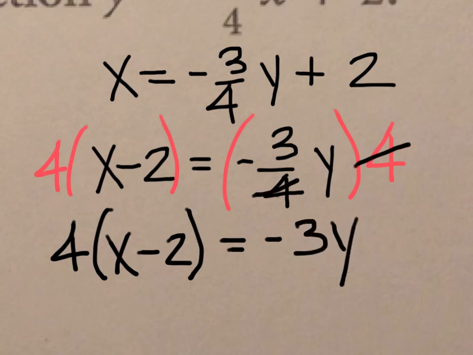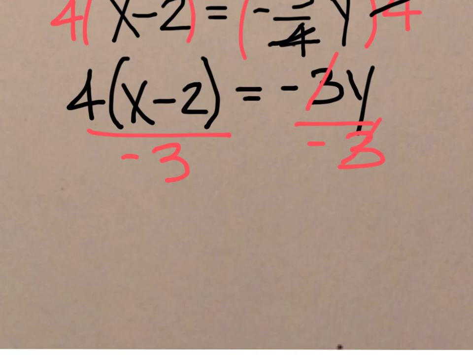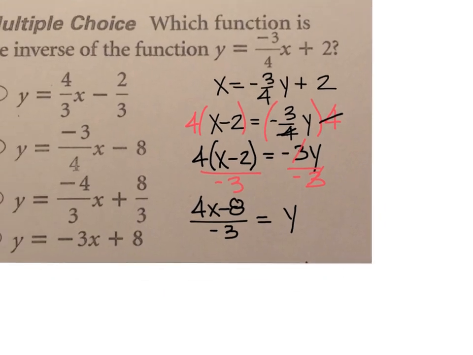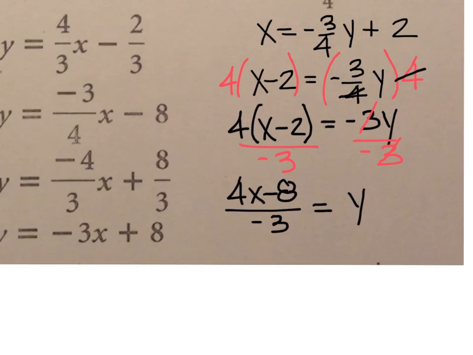This cancels out here. And then divide both sides by -3. These will cancel. And on the top, if you expand this out, you come up with 4x minus 8. And on the bottom, a -3. Now look at your answers and see if that matches anything in there. It does not, because they have broken it apart.